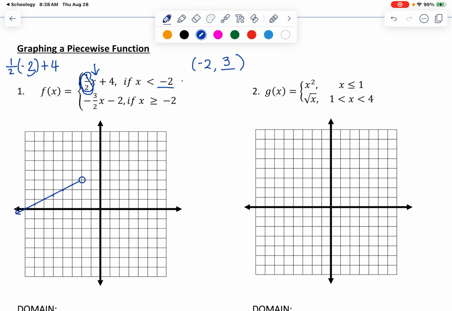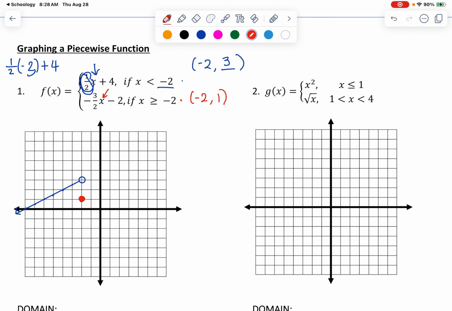Okay, let's go ahead and graph the next piece right here. So I am only graphing values greater than or equal to -2, so I need to know where that point is. So I'm going to plug -2 into this equation. -3/2 times -2, so -3 times -2 is +6, divided by 2 is 3, and then 3 minus 2 is 1. So I have the point -2, 1, which is right here.